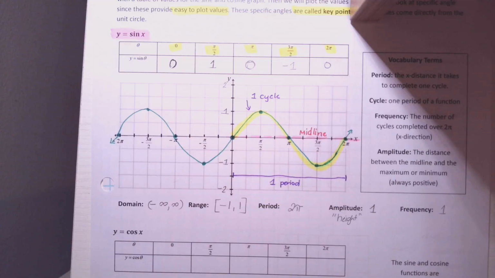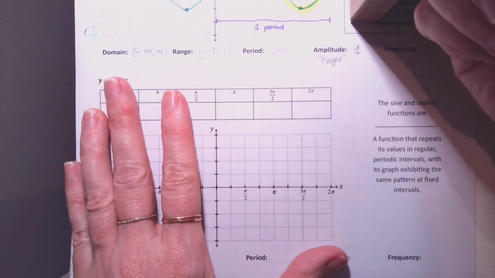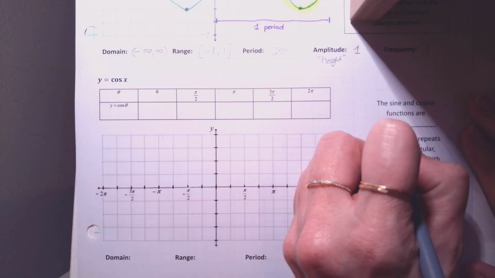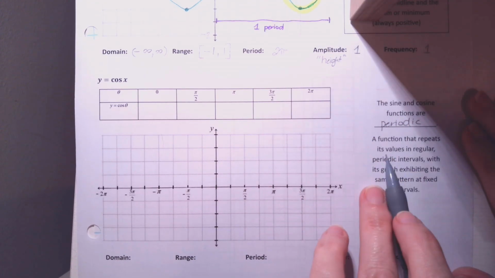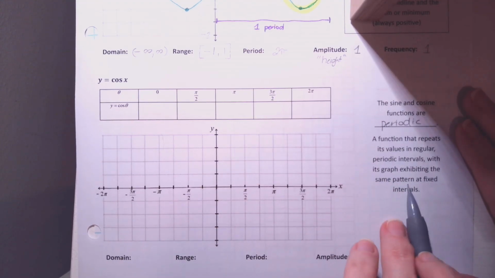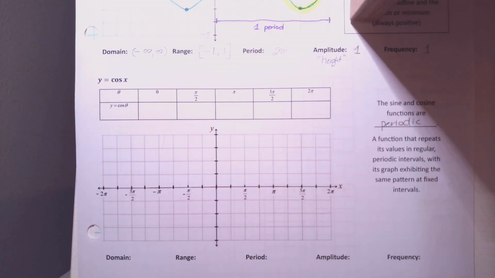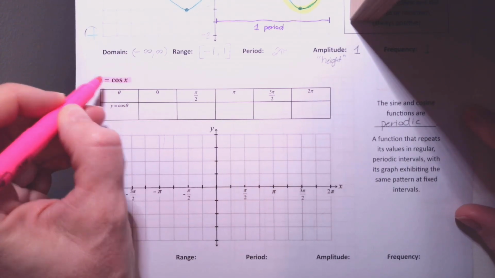We will be creating some transformations of this parent sine function, but before then, let's look at what the parent cosine function is. Okay. So both sine and cosine functions, again, are called periodic, meaning a function that repeats in regular periodic intervals with its graph exhibiting the same pattern at fixed intervals. So like the cycle where it goes up, down, it's just going to repeat over and over and over and over. So next up, we're going to look at the parent cosine function.